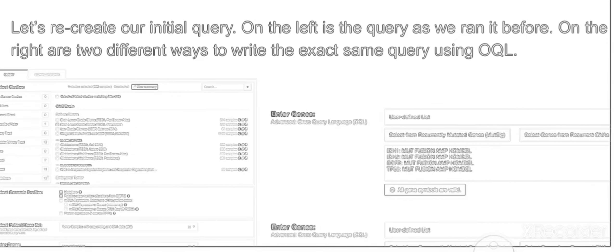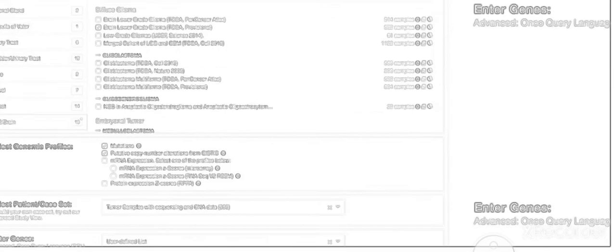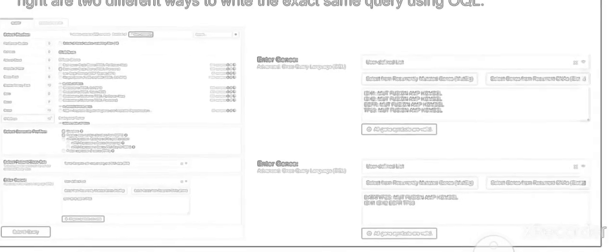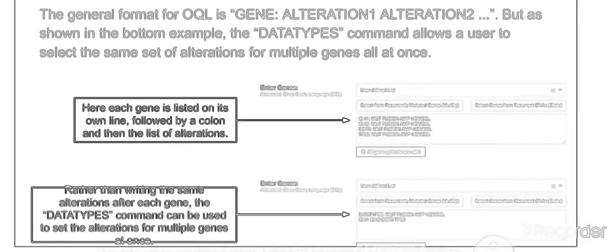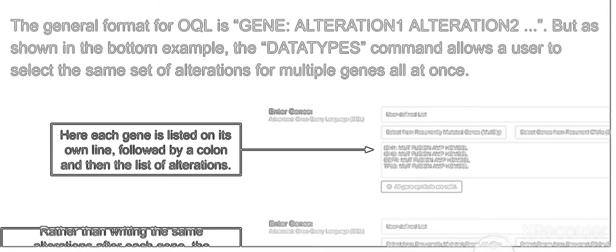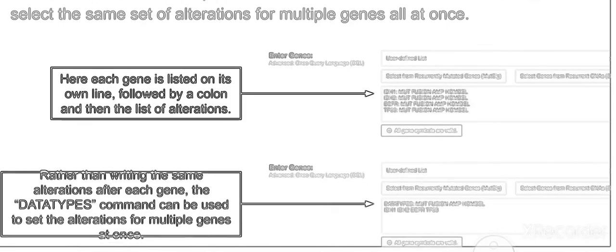So let's recreate our initial query. On the left is the query as we ran it before. On the right are two different ways to write the exact same query using Onco Query Language. On the right side, you can choose any cancer sample and then you have to enter your query genes. The format for Onco Query Language is gene, alteration 1, alteration 2. But as shown in the bottom example, the DATATYPES command allows a user to select the same set of alterations for multiple genes all at once.